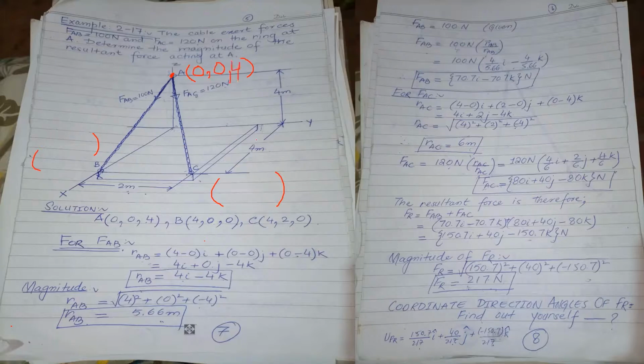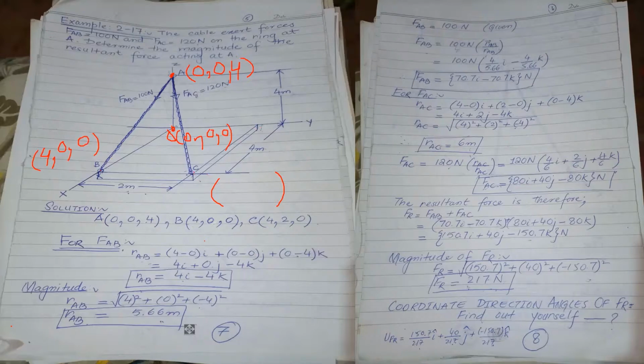So it will be 4, positive. This is your origin, 0, 0. Now move from here to here on the x-axis; this is parallel to the x-axis, 4 meters, so x should be positive. And because B lies exactly on the x-axis, y and z will be 0.